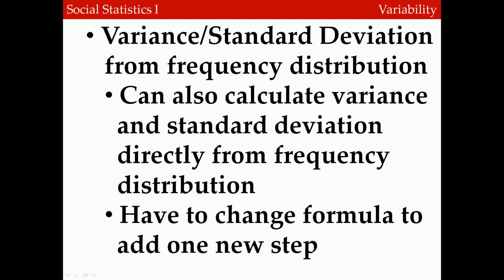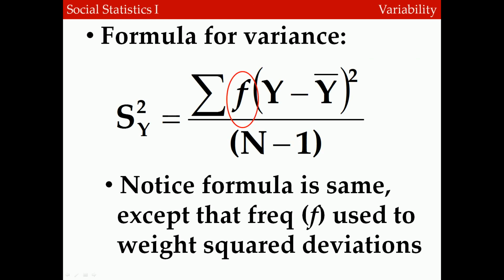We can also calculate variance and standard deviation from a frequency distribution. This is a whole lot easier than calculating using raw numbers, especially if we're dealing with a large data set. But we have to change our formula a bit and just add one new step. So here's the formula for our variance if we start with data in the form of a frequency distribution. Notice that we have to add f, the frequency, to the formula. Now in the numerator we have the sum of the square deviations from the mean weighted by their frequency. And in the denominator we have the same n minus 1.